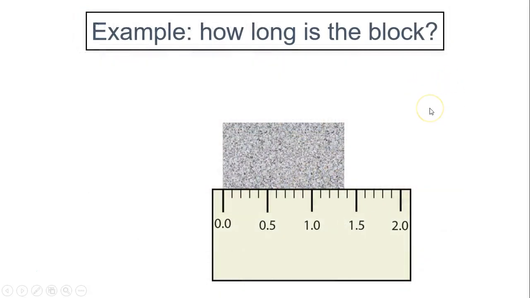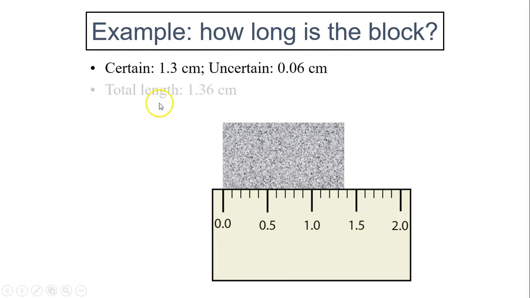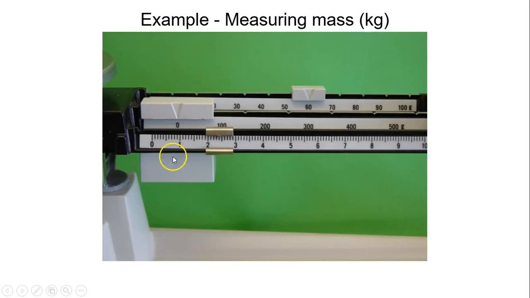Let's take a look at another example. How long is the block? You're using a ruler to measure the length of the block. So the digit for sure you know is 1.3. Now over here, you can estimate. I estimated to be 0.6. So it would be 1.36 centimeters. So again, in this number, all three figures are significant.